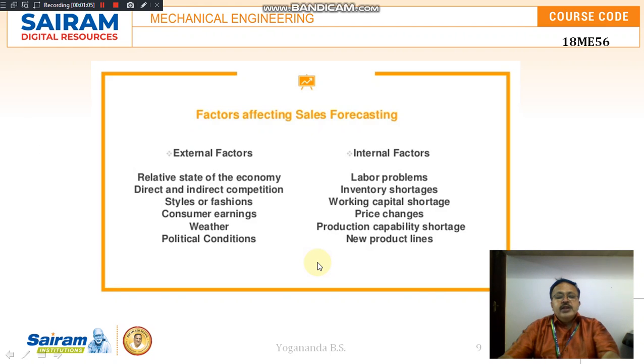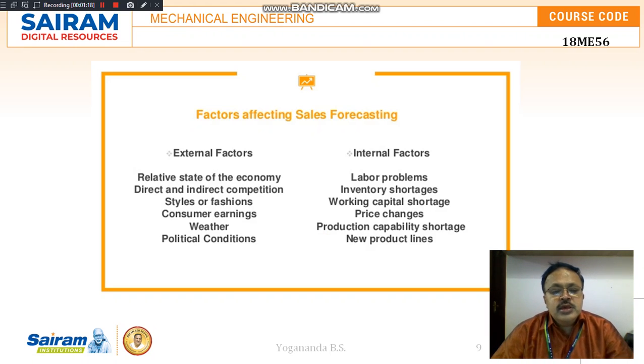Now, the factors affecting sales forecasting, or even demand forecasting. First, the external factors. The relative state of the economy, that is, the economy of the country. It is not in the hands of the organization, so it is an external factor affecting my sales.